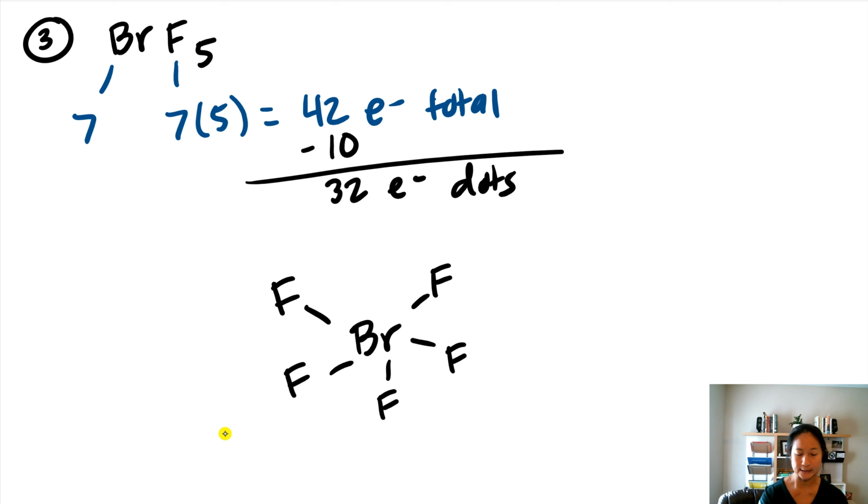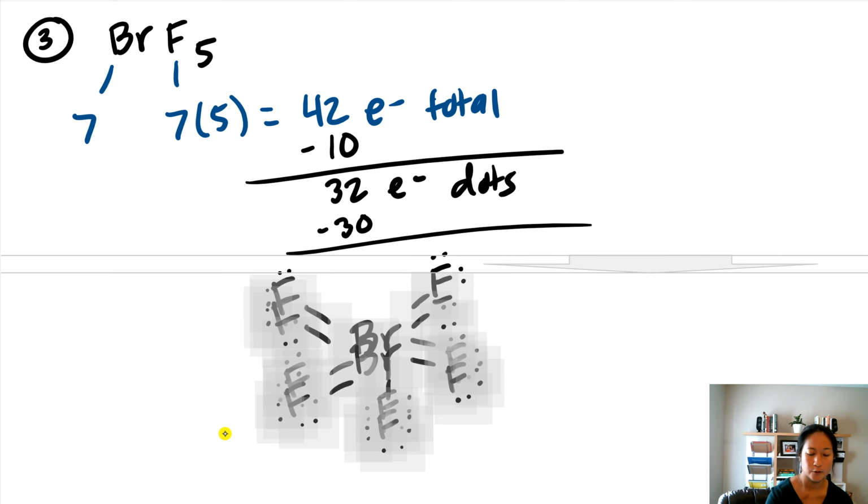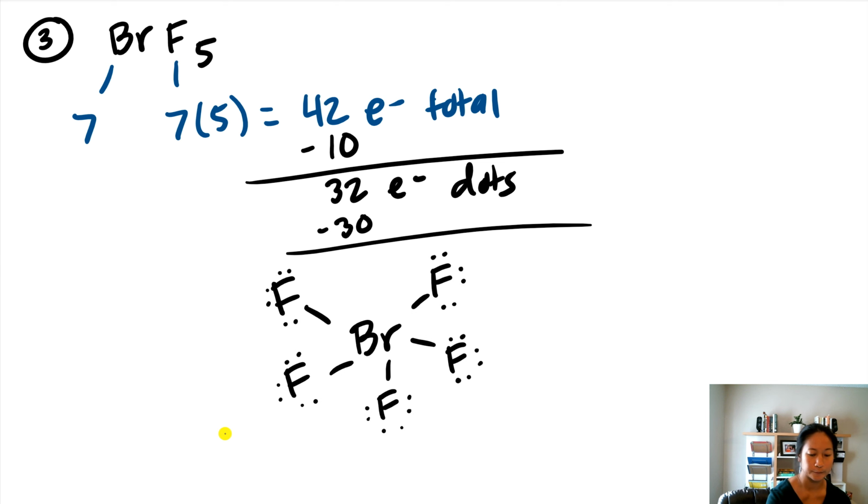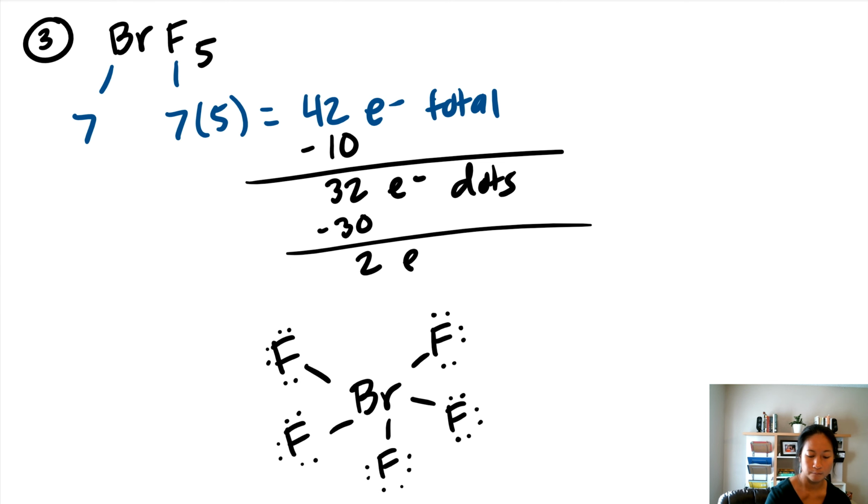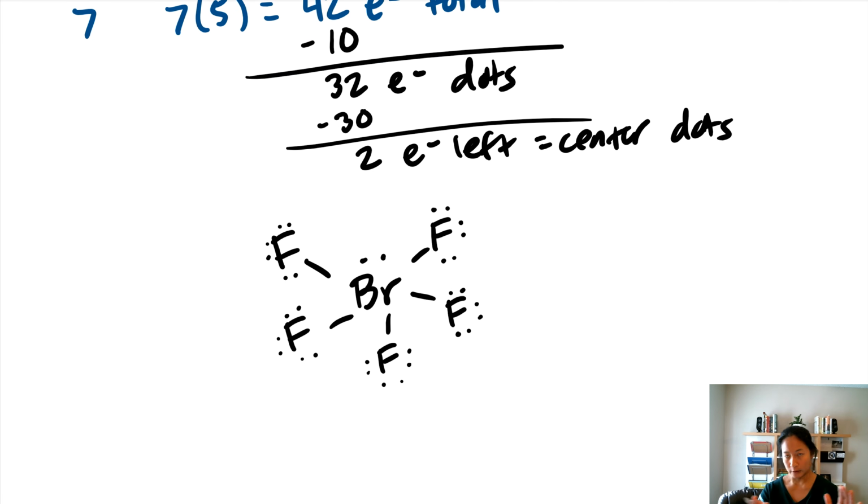Start with your fluorines, your outside ones, until they have their octet. Okay, then subtract out those dots. You have just put in 6 dots around each fluorine. 6 times 5 is 30. And so that means you have 2 electrons left over. Those remaining 2 electrons are going to go onto the center atom as dots. 1, 2.